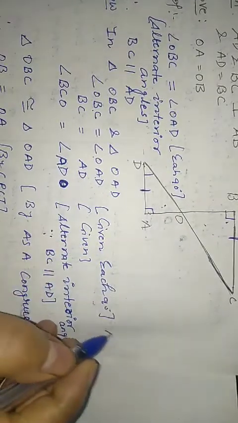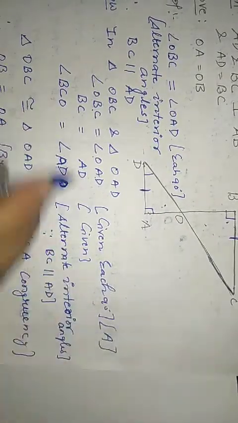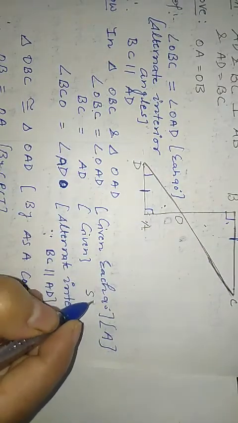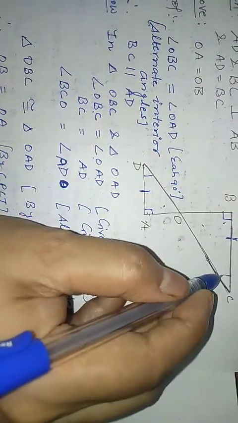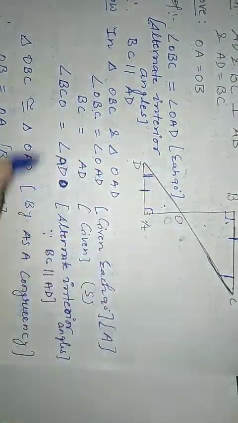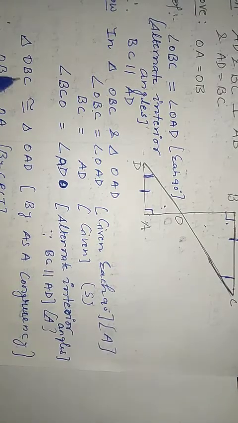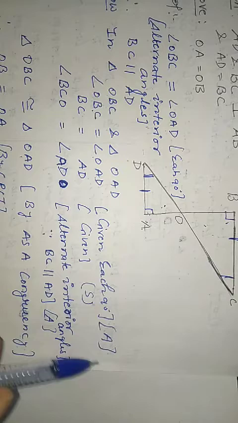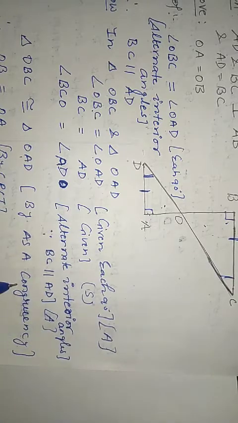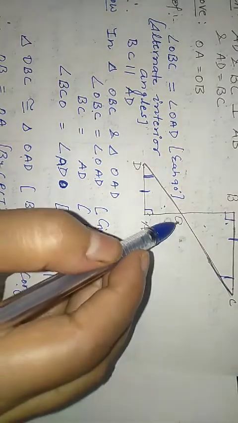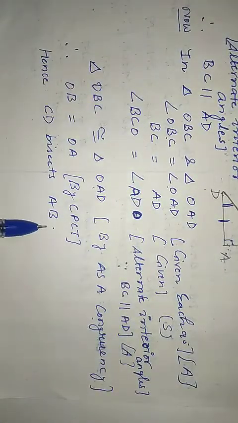It is given that. So this is an angle here. And BC is equal to AD. This is also given. This is a side. And angle BCO is equal to this angle. These are alternate interior angles. So we can say here both the triangles are congruent by ASA congruency, and by CPCT we can say OA is equal to OB. Here CD bisects AB.